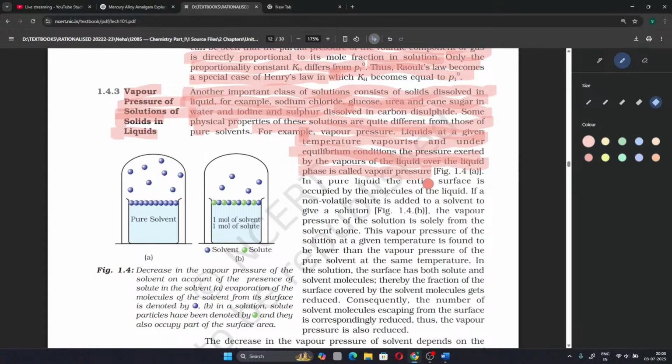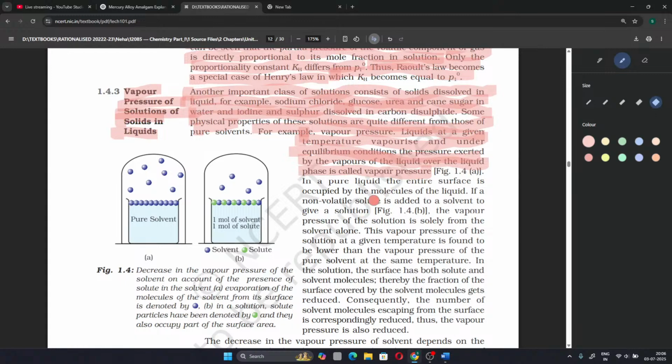For example, vapor pressure: liquids at a given temperature vaporize, and under equilibrium conditions, the pressure exerted by the vapors of the liquid over the liquid phase is called vapor pressure.